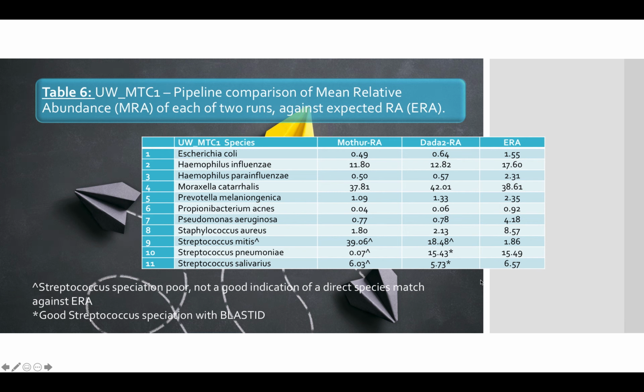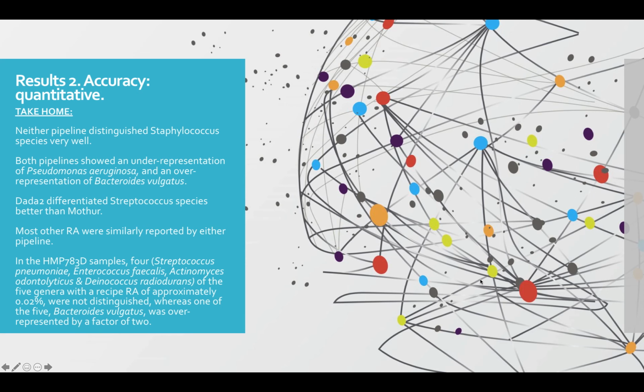That's an important feature. So the take-home is that neither pipeline distinguished Staphylococcus. They overrepresented Bacteroides and underrepresented Pseudomonas, which is a feature of the PCR, not the programs. And most of the other relative abundances were similarly reported.